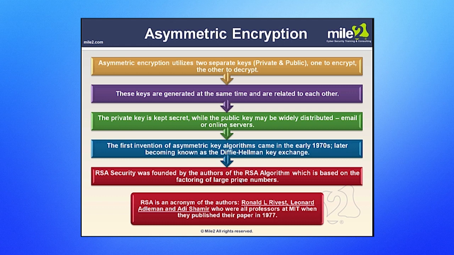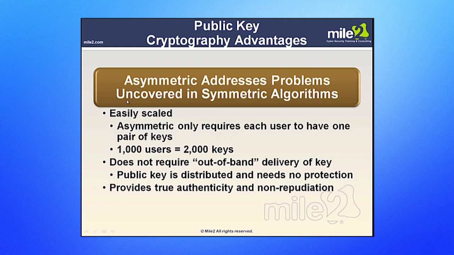And the asymmetric one you may have heard of is Diffie-Hellman. We have RSA. There's several here. Now, Diffie-Hellman is probably known for the key exchange. The RSA goes back to Rivest, Shamir, and Adleman, and it was based on factoring large prime numbers. So Ronald Rivest, Leonard Adleman, and Adi Shamir, professors at MIT, and basically these have quite a history, as you can see.